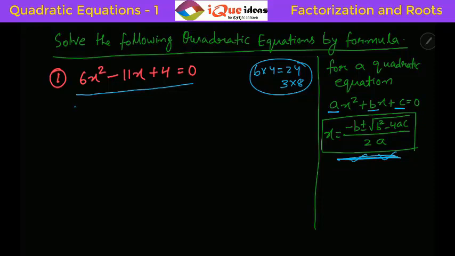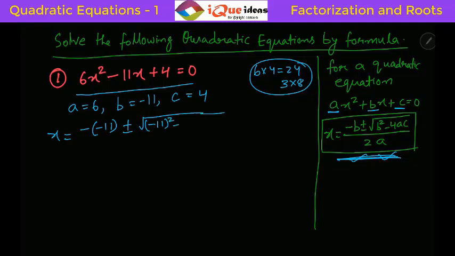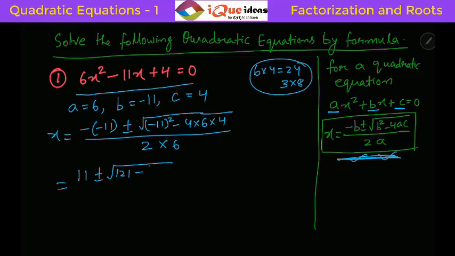Okay, now in this case, we can see that a is equal to 6, b is equal to minus 11, c is equal to 4. So the value of x in this case will be equal to minus b, that is minus 11, plus minus square root of b square, that is minus 11 square, minus 4ac. So 4 into a is 6, c is 4, divide by 2 into a is 6. Alright, so what we have here is minus of minus 11 is 11, plus minus square root of minus 11 square is plus 121, minus 4 into 6 is 24, 24 into 4 is 96, divide by 2 into 6 is 12. So this gives us 11 plus minus.